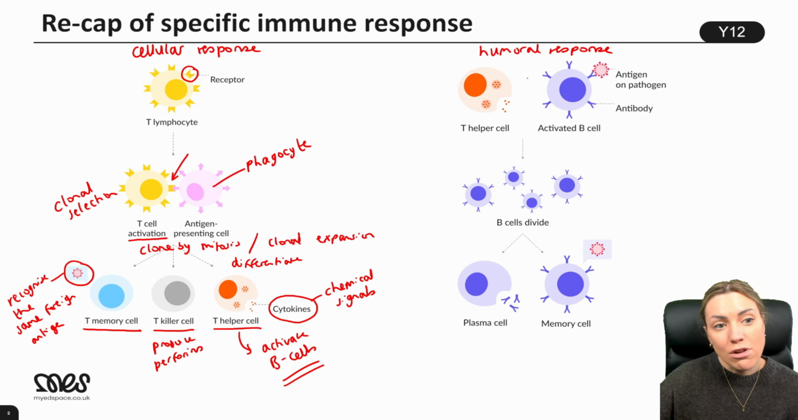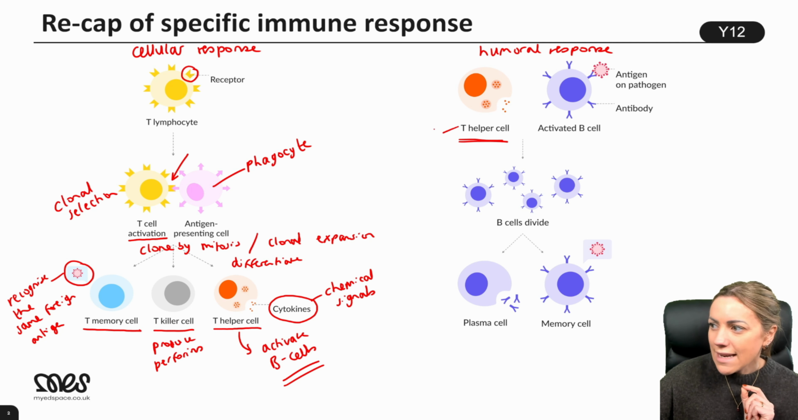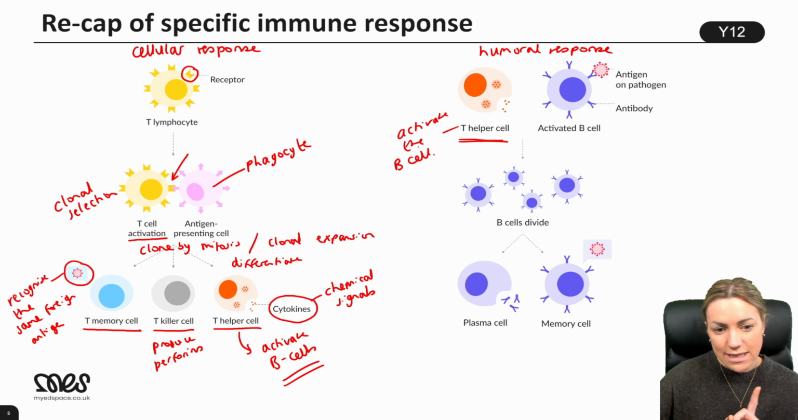Now, it's called a humoral response because B lymphocytes, called plasma cells, make antibodies. Antibodies travel in our blood, which is a bodily fluid, also known as humor. It's quite an old-fashioned word for a bodily fluid. But the T helper cell is going to help to activate the B cell. And again, this is part of the specific immune response.